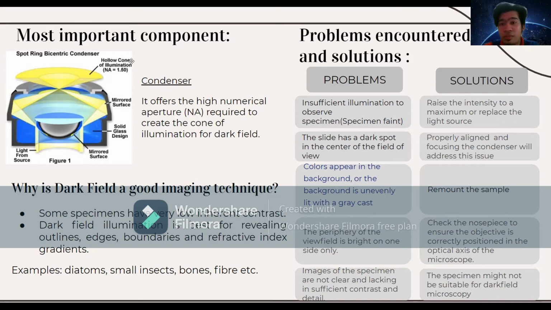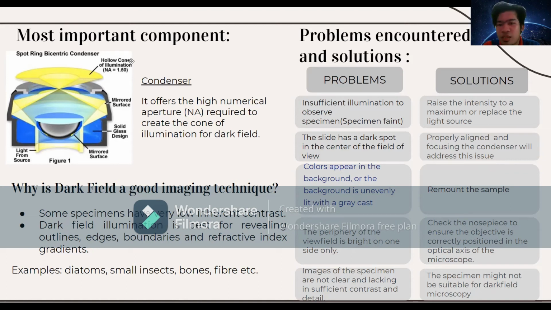In this case for the dark field microscope, the first problem that we encounter is insufficient illumination to observe the specimen, or we can say the specimen looks faint, and this can be solved by raising the intensity to maximum or replacing the light source. So in the dark field microscope you can just maximize your light source to make your specimen visible, but bear in mind that some of your specimens might not like a huge amount of light, so be careful when you maximize your light source. Considering your specimen.